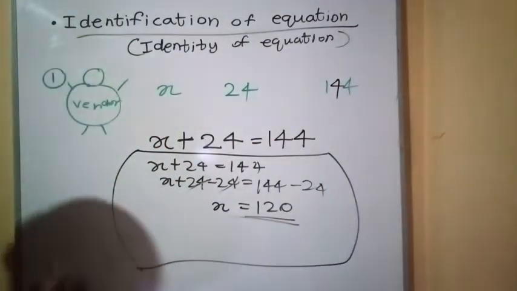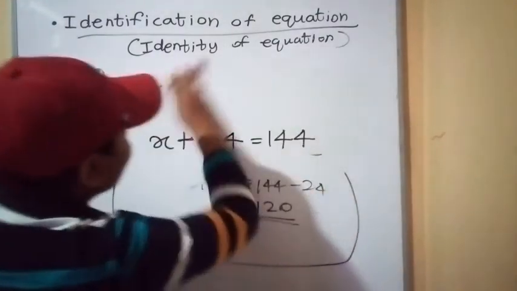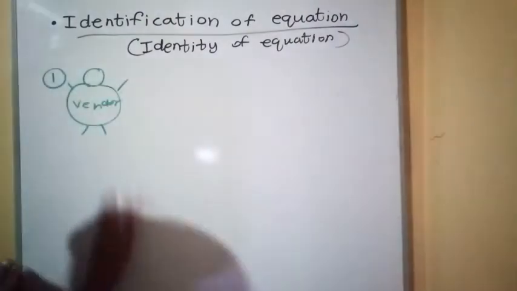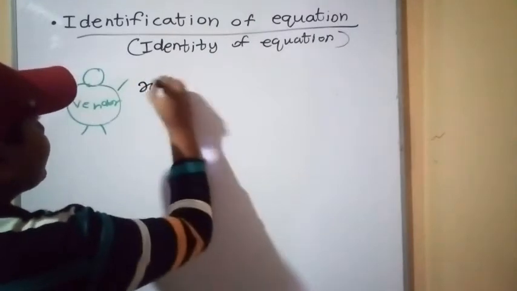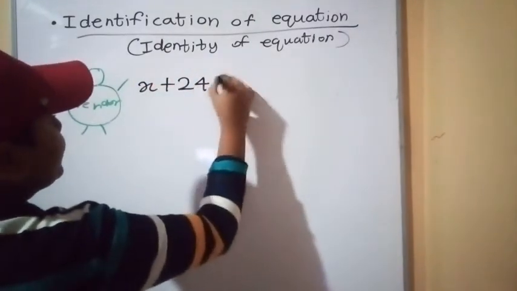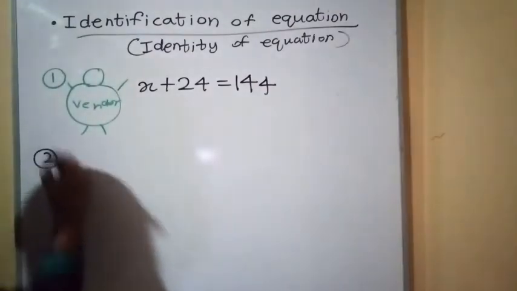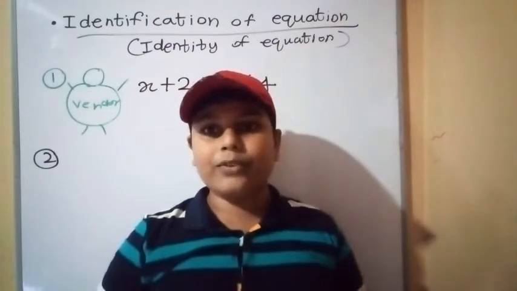Okay, now this is the first one. I write the first one there. Right? Now there are three of them. The first one is x plus 24 means 144. Now the second one: the price of a loaf of bread reduced by 4 rupees.